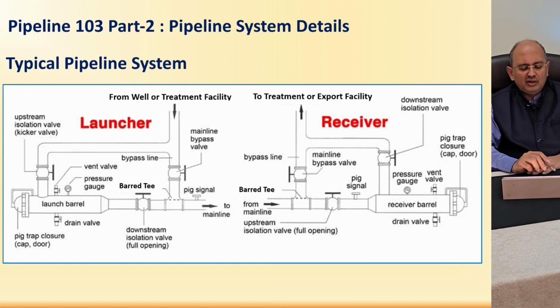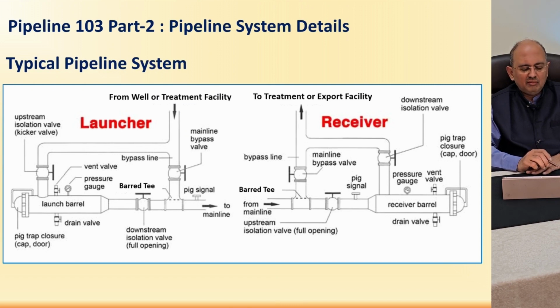What happens is, when you want to push the pig along with the service fluid of the pipeline, you insert the pig in the launch barrel. The launch barrel is isolated from the main pipeline by the isolation valve, which is closed, and the launch barrel is empty and also free of hydrocarbon.